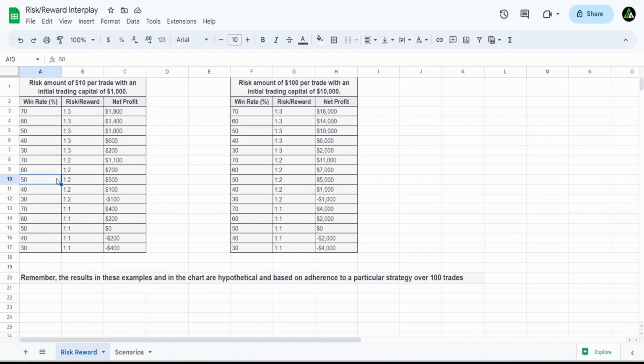So let's assume I have another strategy and my strategy wins 50% of the time. So out of 100 trades, I'm only winning 50. And with this specific strategy, my risk reward ratio is 1 to 2. So I'm willing to risk $10 in order to gain $20. And I know if this plays out over 100 trades, I am going to be profitable by $500.